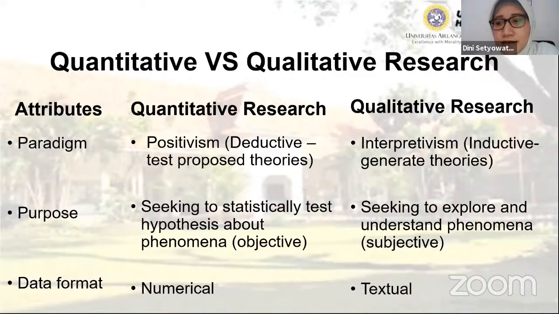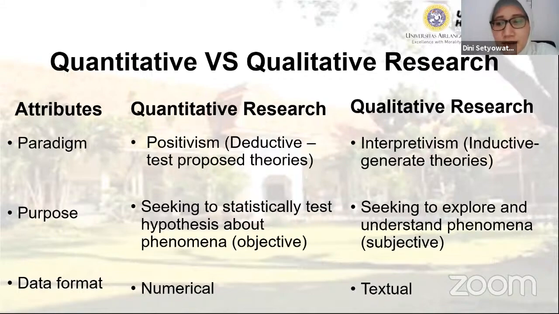The researcher uses a deductive approach to test the proposed theory or to test hypotheses in quantitative research using positivism. While in qualitative research, the researcher uses interpretivism as a paradigm, and they use an inductive approach to generate theory. Interpretivism concerns how the phenomena of interest are interpreted, understood, experienced, produced, or constituted. The researcher uses an inductive approach to let the data speak to generate theory from general to the details.